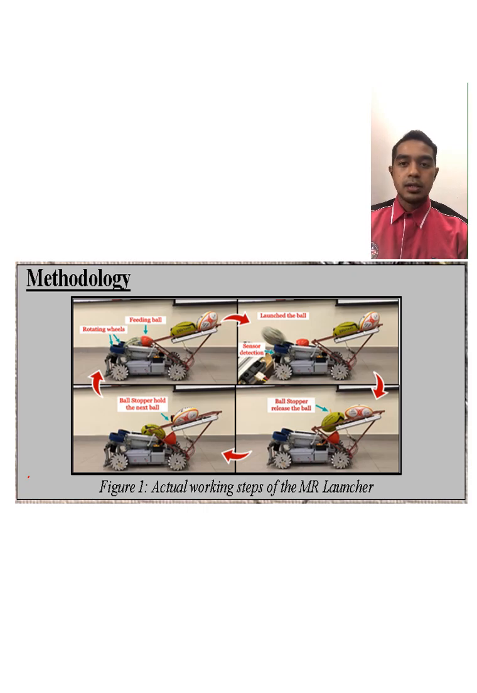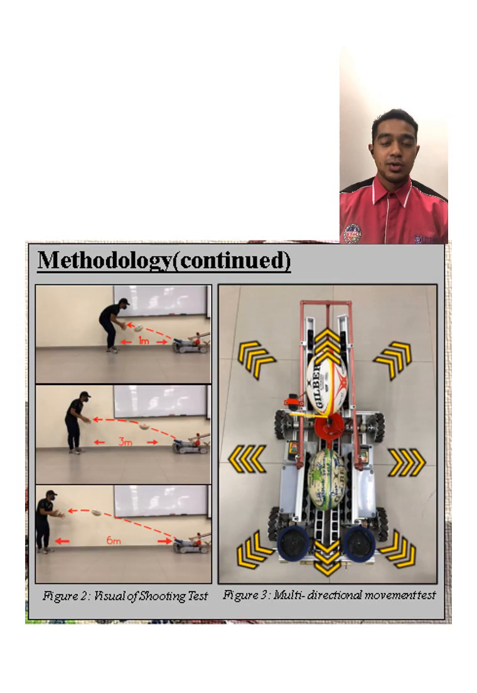and then the ball stopper will hold the next ball from falling to the launch room, and then the process will be repeated until all the balls have been shot. Okay, now we proceed to the next methodology, which is the testing method.